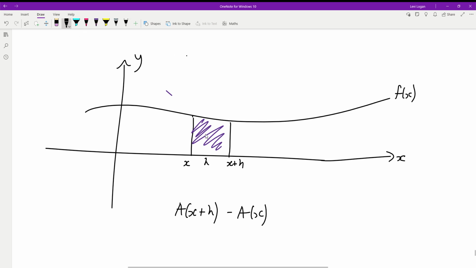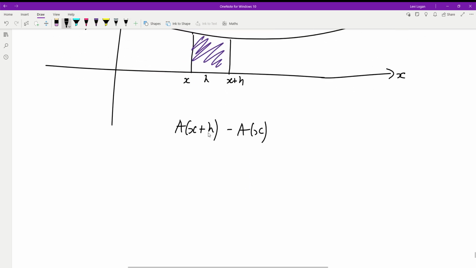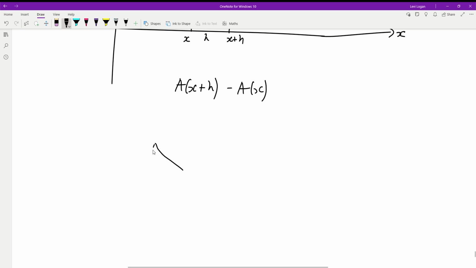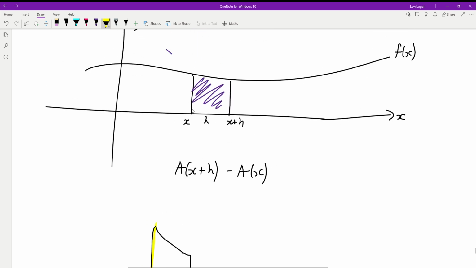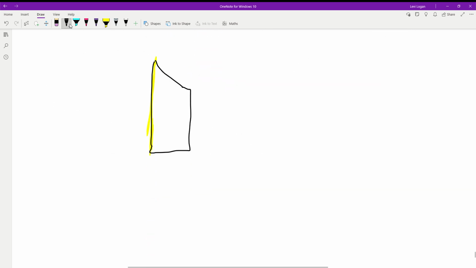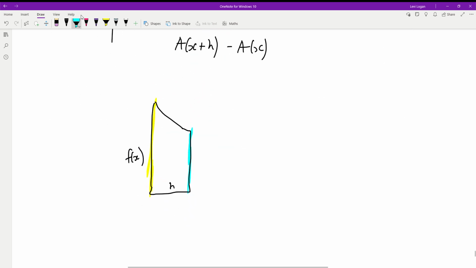Now let's take a look at what we have here as well. We've got this situation where we have this funny looking shape here, but we know the heights of it. For example, we know the height here. Because that's x, that's going to be f of x. That height there will be f of x. We know the width is going to be h, and we know the height here as well. The height there would be f of x plus h. So the exact area of this thing here is this guy here.